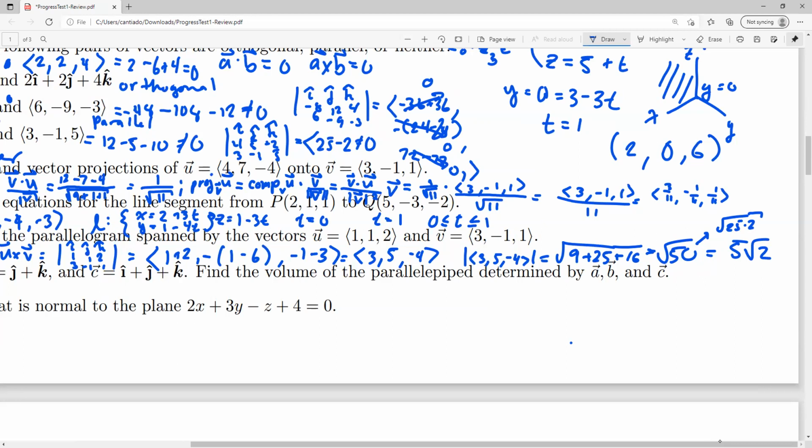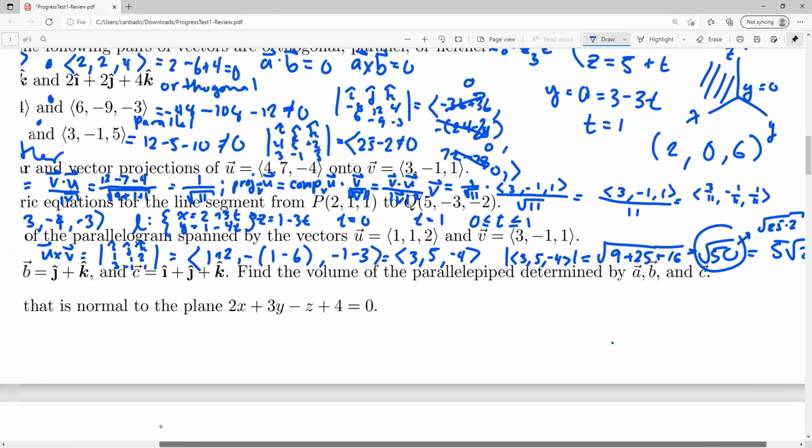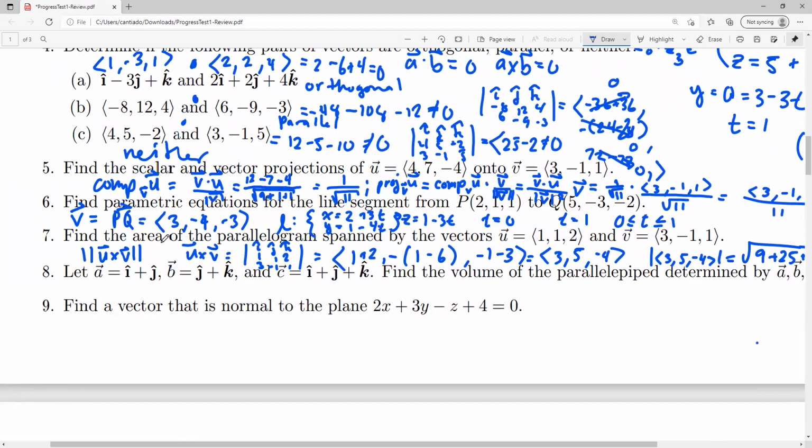Oh, square root 50, from the looks of it on your answer sheet, is also a valid answer. You can just keep it as that. Okay, so this is, again, just a formula you need to know: the magnitude of the cross product for the area of a parallelogram, okay?